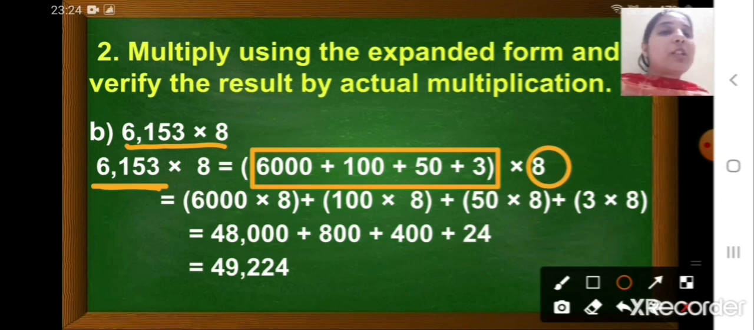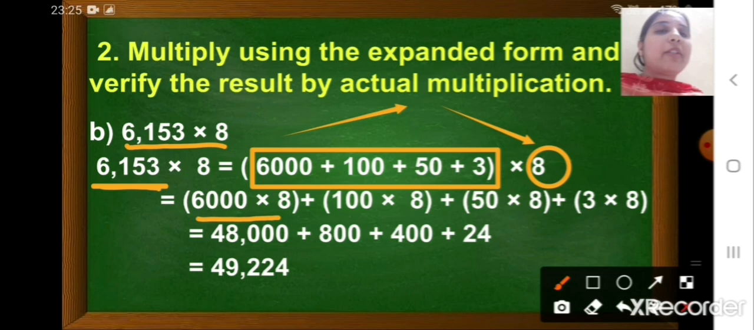Okay. So first we'll start with 6,000. So 6,000 here will be multiplied by 8. That you can see here, we have written 6,000 multiplied by 8. Then we'll multiply this 100 by 8. That again you can see, 100 multiplied by 8.